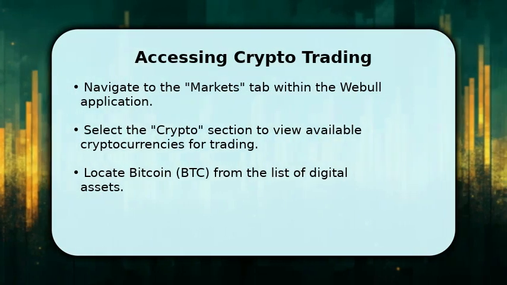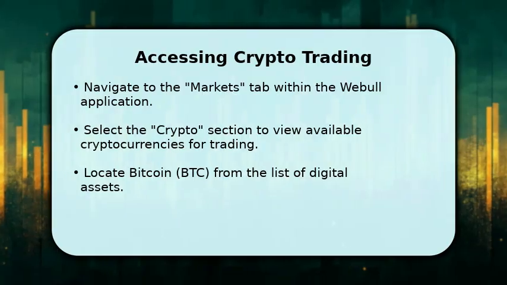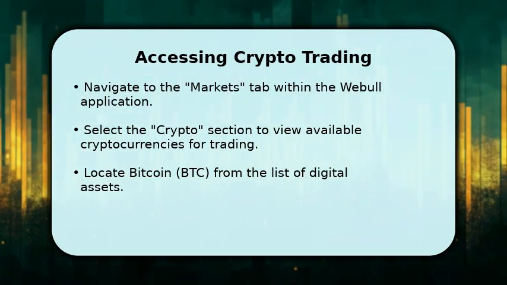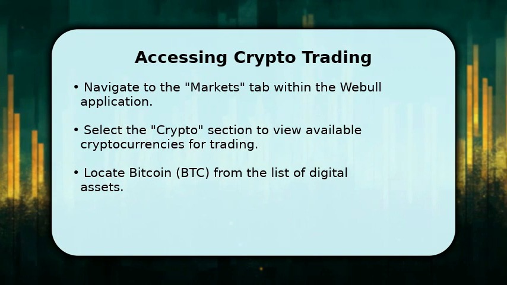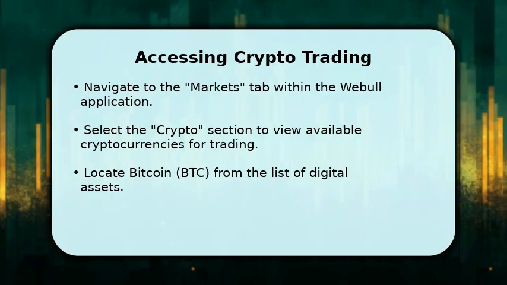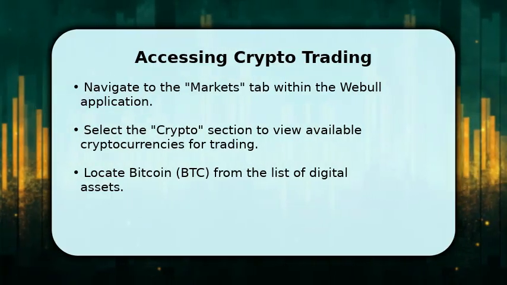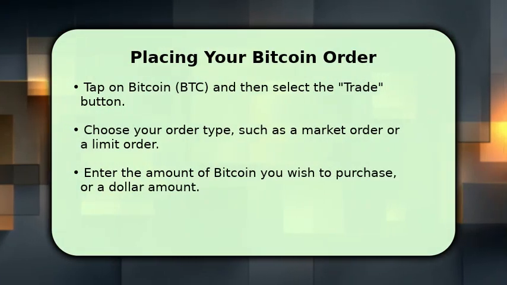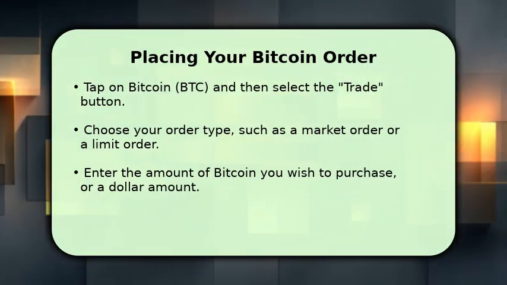Now, let's find Bitcoin. Open your Webull app and head over to the Markets tab. From there, you'll see a crypto section. Tap on that to explore all the cryptocurrencies available for trading. Scroll through the list until you find Bitcoin, often abbreviated as BTC. It's usually near the top. Once you've found Bitcoin, tap on it and then select the Trade button.